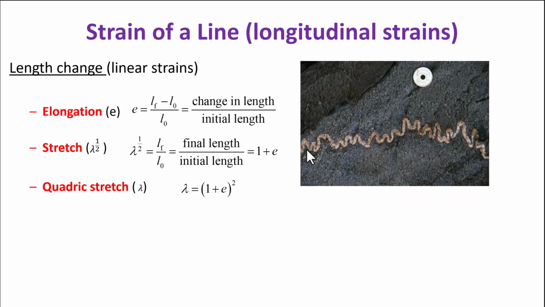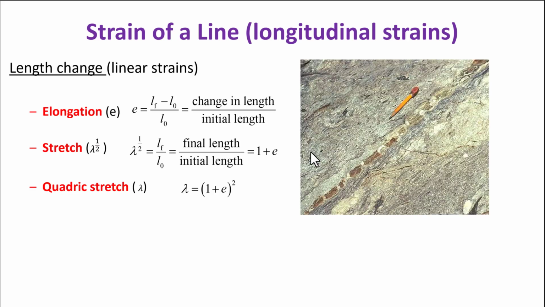In a folded situation, the elongation is a negative value because the length is shortened. In the situation of a boudinaged structure, the line here is stretched. The final length is greater than its initial length. In either extension or shortening, stretch is always positive. When a line is shortened, stretch is less than 1. When it is extended, stretch is greater than 1.